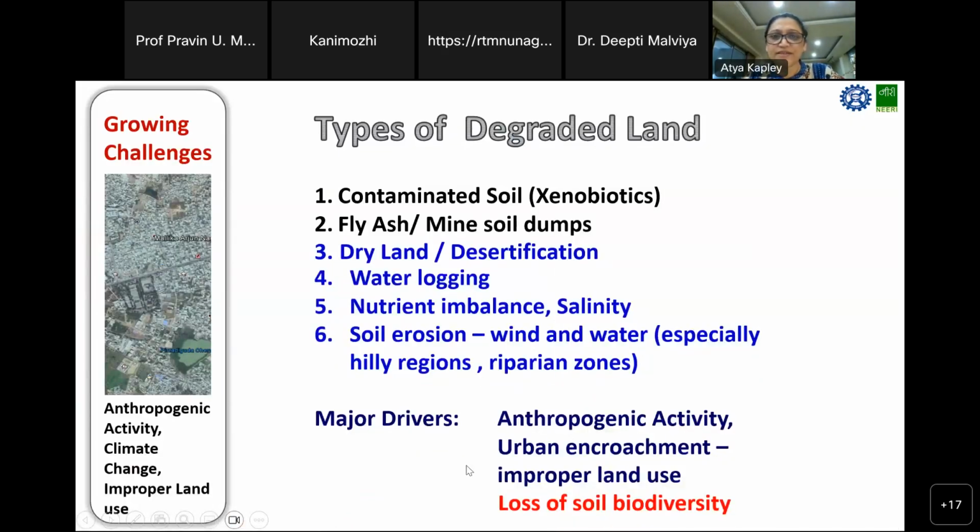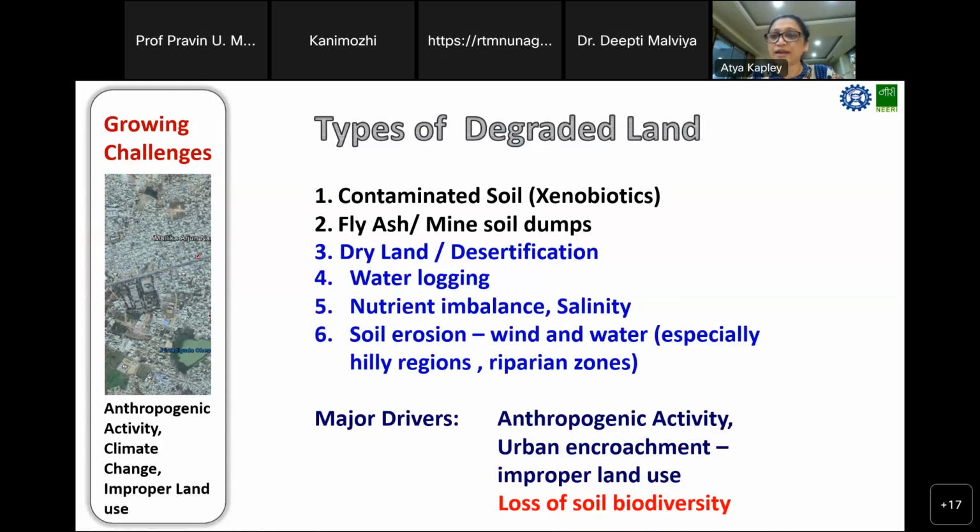So normally when we say degraded land, most of the research that you will see is on contaminated soil. In NEERI, we are working on contaminated soil, that is pesticide contaminated soil, oil contaminated soil. We are also working on fly ash, mine spoil dumps. But there are other different kinds of degraded land.